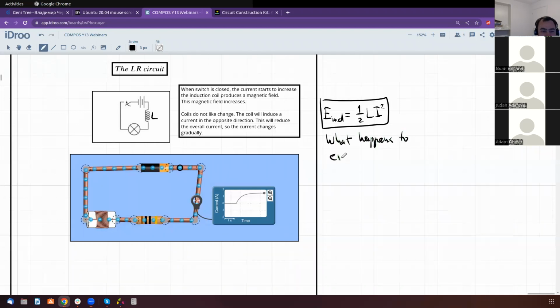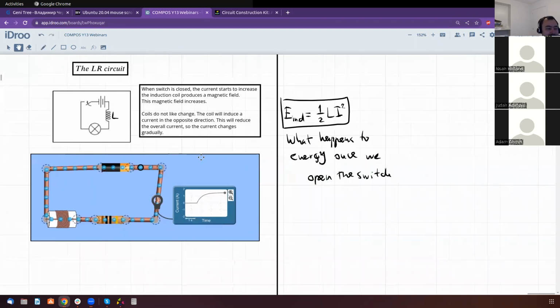What happens to energy once we open the switch? This is actually a really good question. Okay.